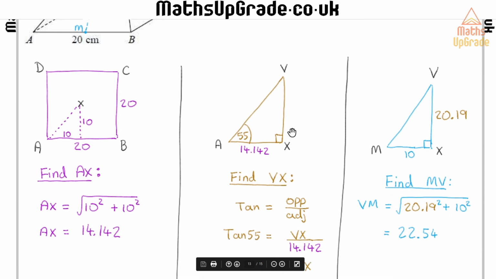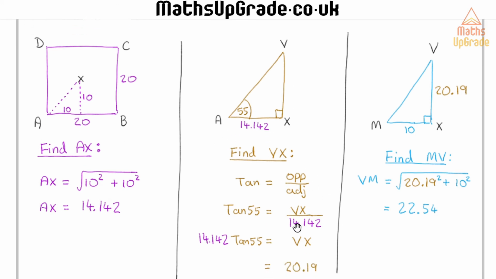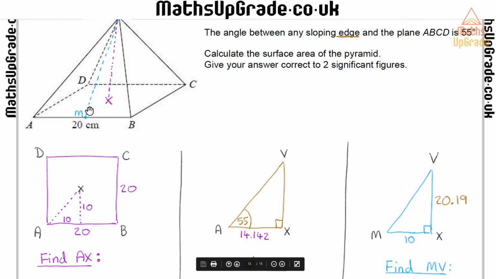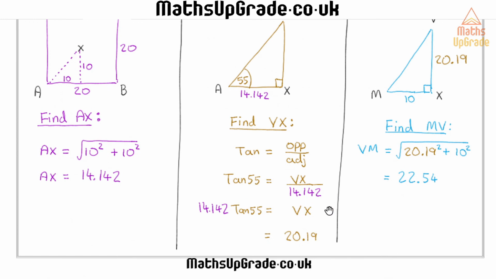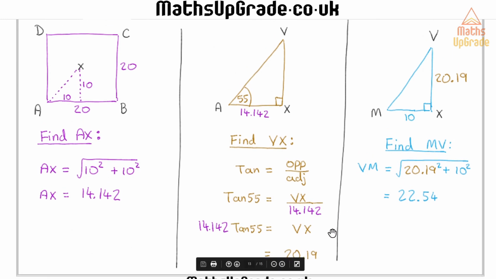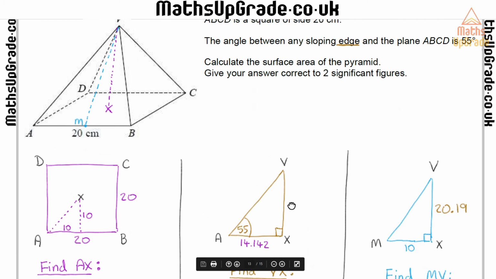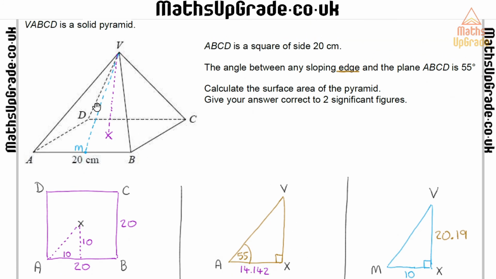So since it's a right angle triangle, I can use trigonometry, and this angle is related to VX and AX using the tan ratio. Since VX is the opposite and AX is the adjacent, I can substitute those values in, and I can substitute in the angle of 55 which I'm given in the question here. So following that through and rearranging, I can find that VX is 20.19. The next thing to do, once I've found VX, is to find MV. MV is the length of this sloping edge here from the base to the apex.